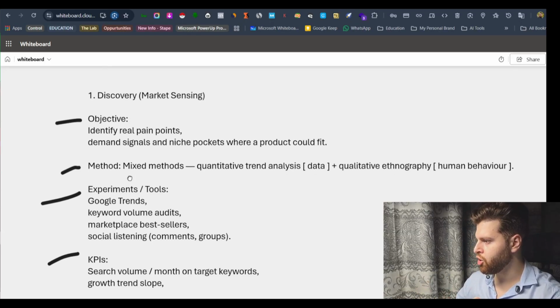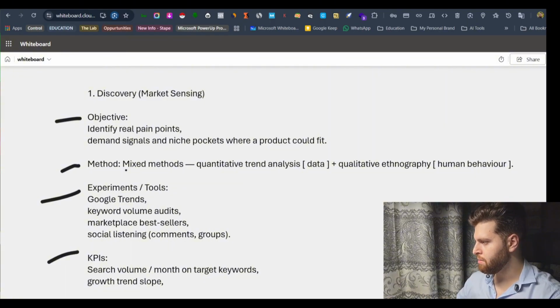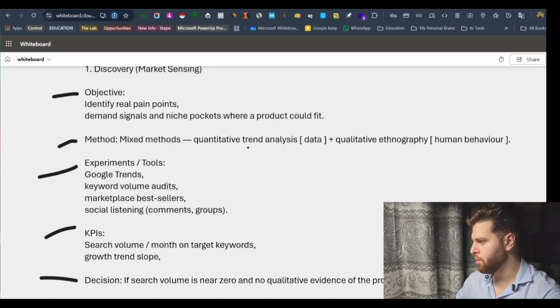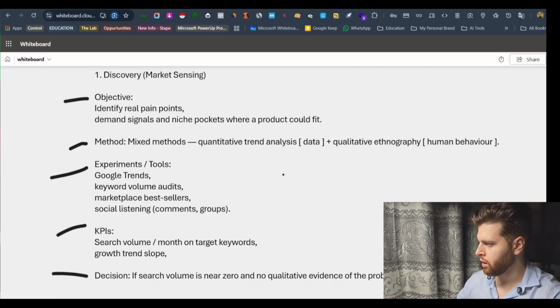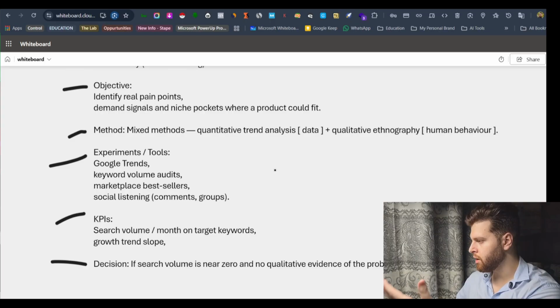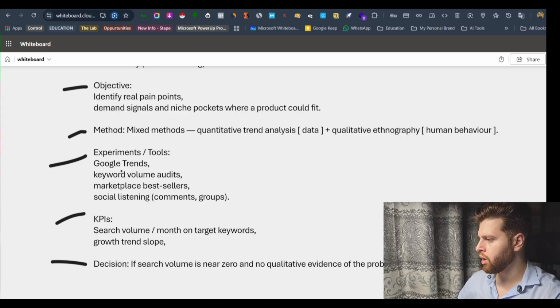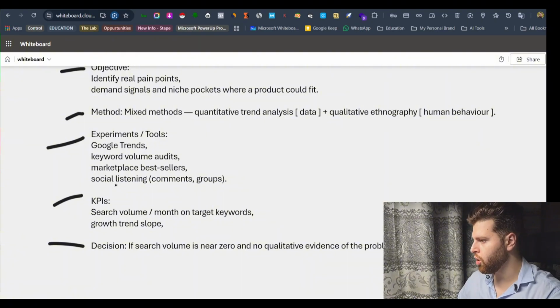Your method here, you have mixed methods, data or human behavior. Of course, because it's our commitment, we need to explain it in the scientific way also. Again, it's very well explained in the ebook. And the experiment, while you are in the experiment phase, the tools that you need to use are Google Trends, keyword volume audits, marketplace bestsellers listings, social listening for comments and groups.